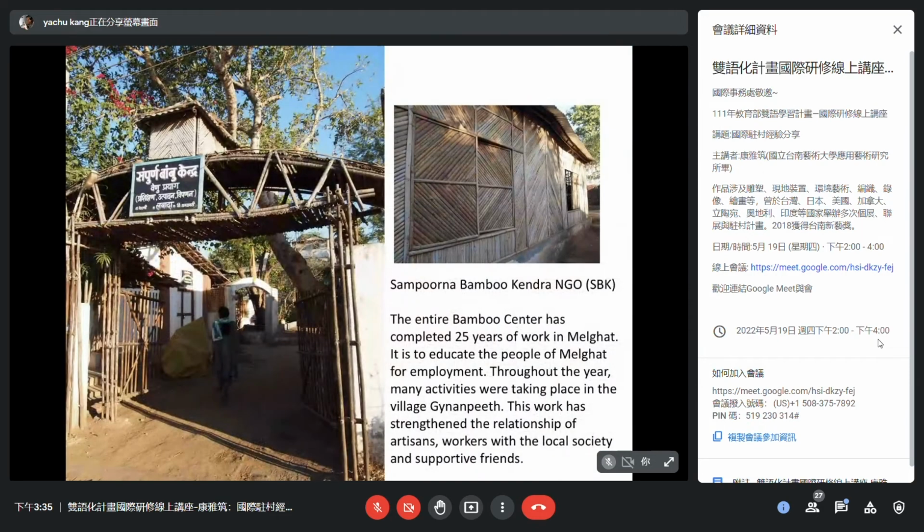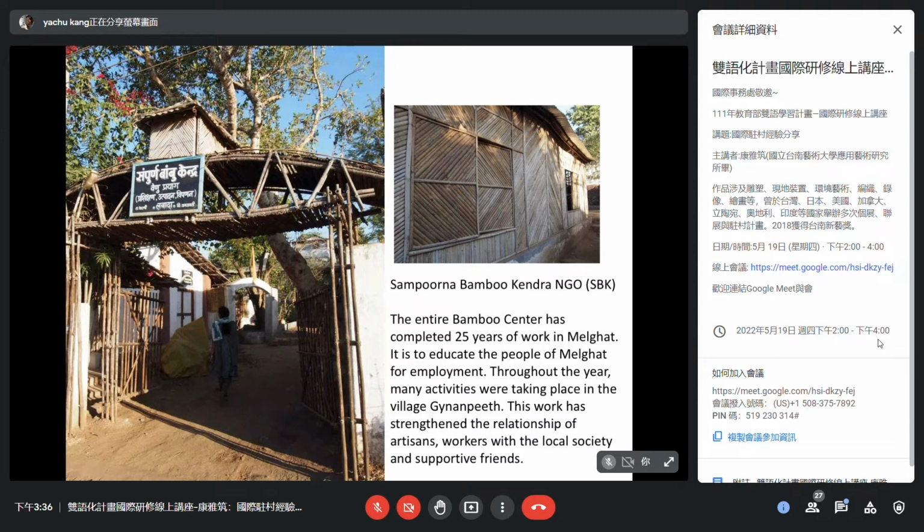And this is a bamboo center. The entire Bamboo Center has completed 25 years of work in Melgate. It is to educate the people of Melgate for employment. Throughout the year, many activities were taking place in the village. This work has strengthened the relationship of artisan workers with the local society and supportive friends.